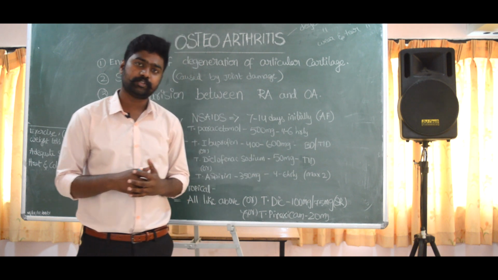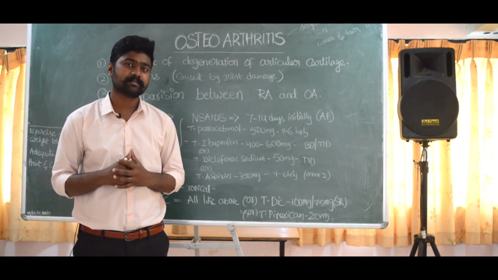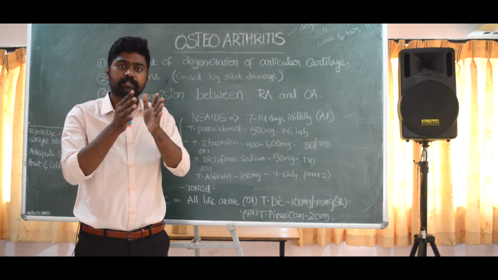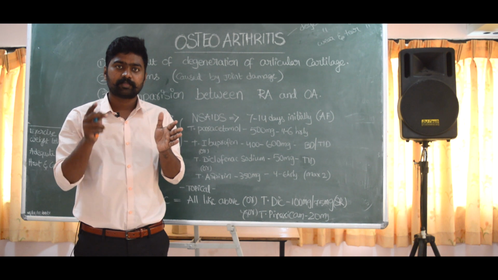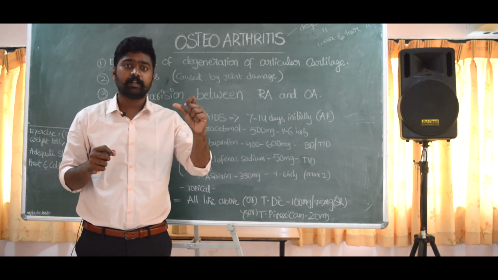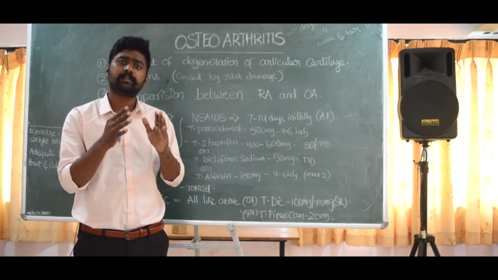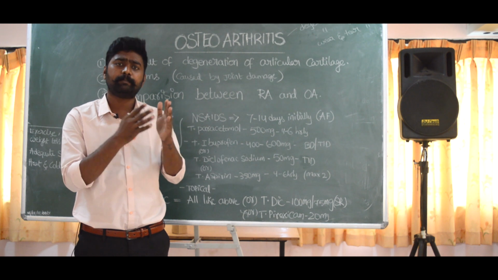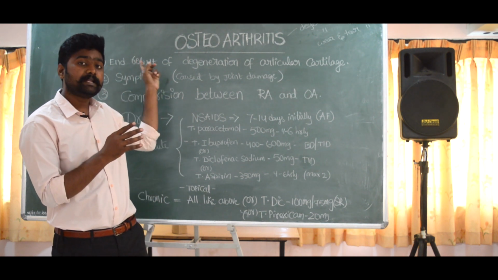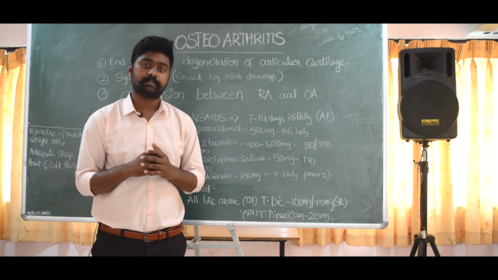Okay, now coming to our osteoarthritis disease, it is the end result of degeneration of articular cartilage. When we discussed rheumatoid arthritis, the joint structure gets damaged, that articular cartilage gets damaged, that synovial membrane gets damaged, and that lubrication does not happen. That's how we are feeling inflammation, pain, redness, everything. Similarly, here also it is the end result of degeneration of articular cartilage.